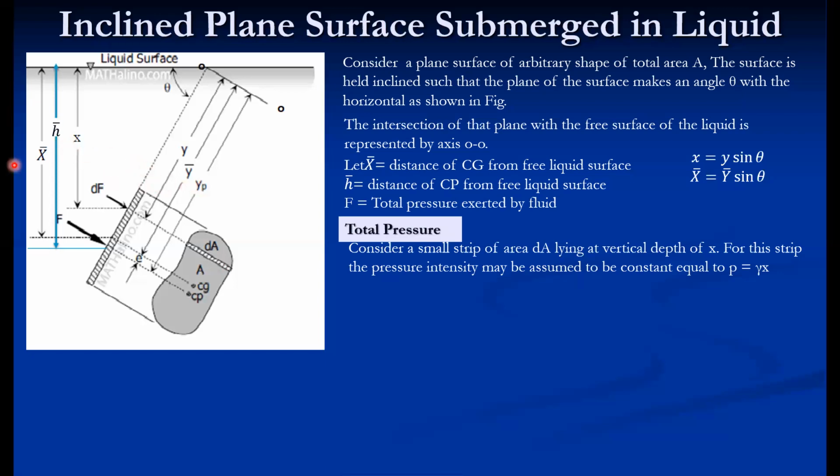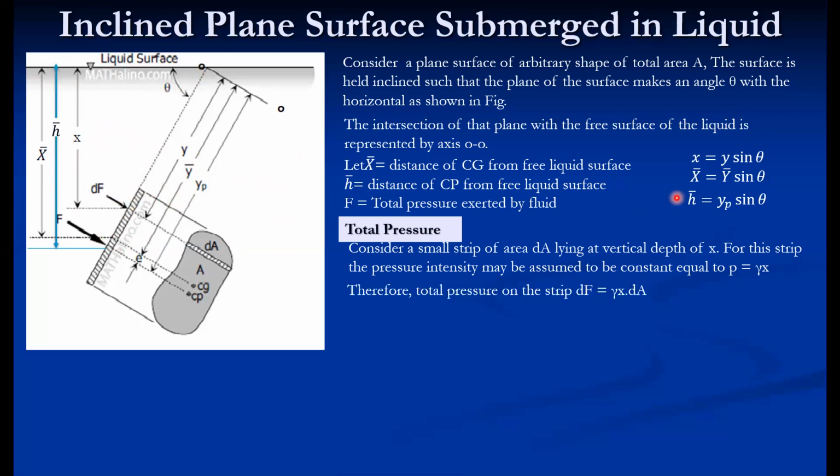Similarly, X bar is equal to Y bar sine theta, because if we consider this triangle, X sine theta is equal to X bar upon Y bar. So X bar is equal to Y bar sine theta. Similarly, H bar is equal to YP sine theta. So based on the trigonometry of the figure, you can write these expressions.